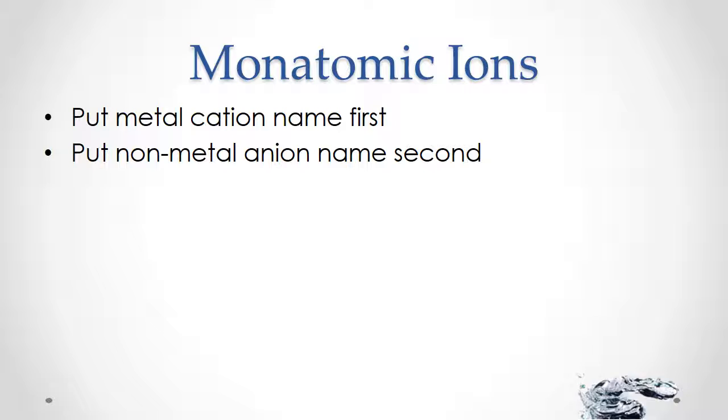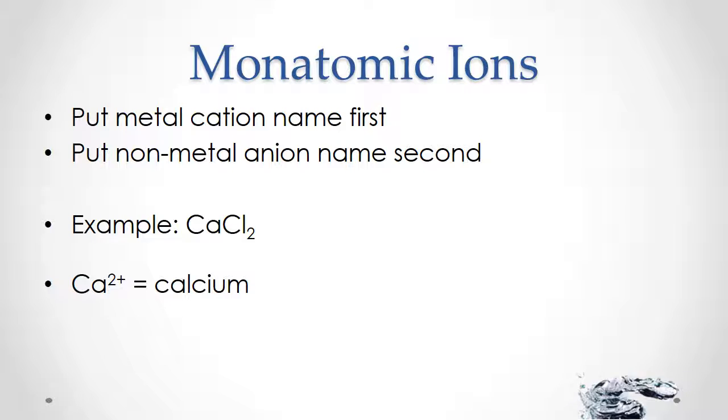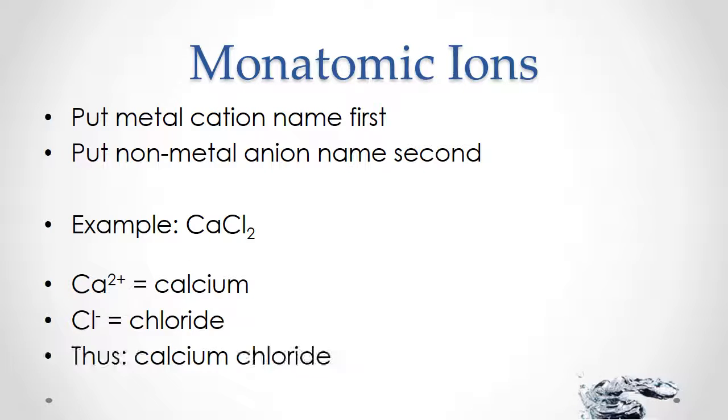Let's go ahead and put this together so that we can name an ionic compound based on monatomic ions. The first thing we want to do is determine the metal name from the cation that's present. Once we've determined the metal name, we can then determine the nonmetal anion name and place that second. For example, let's look at CaCl2. Ca is going to be calcium, and because calcium is in group 2, it has a 2 plus charge. The Cl is for chloride, and that's going to be a halogen, so that has a 1 minus charge. So we're going to give it the name calcium chloride.